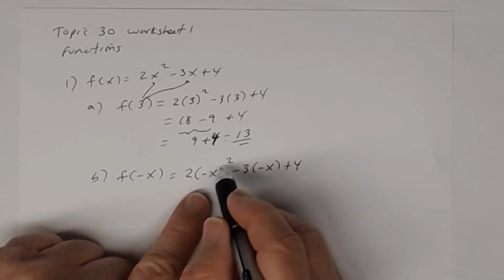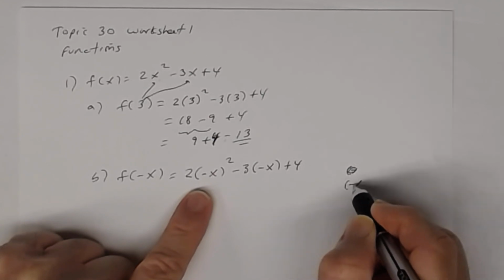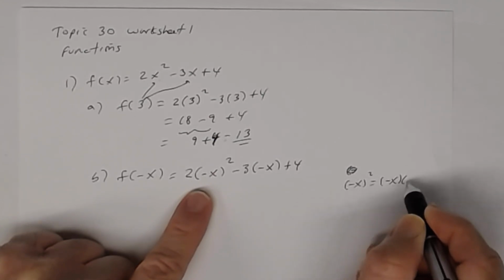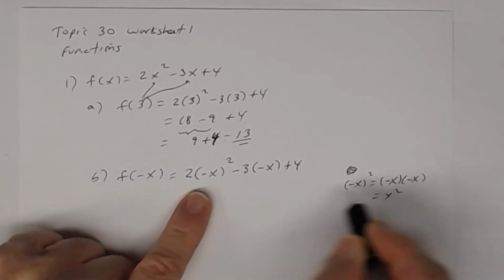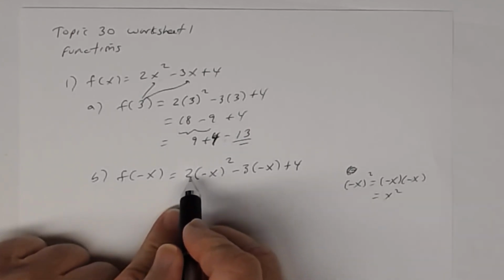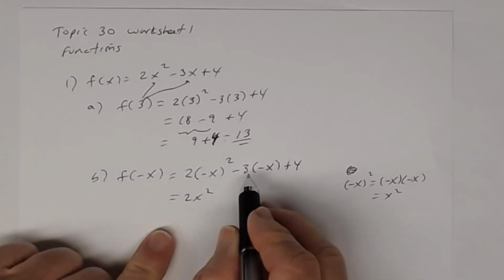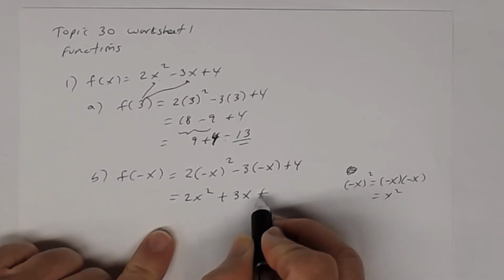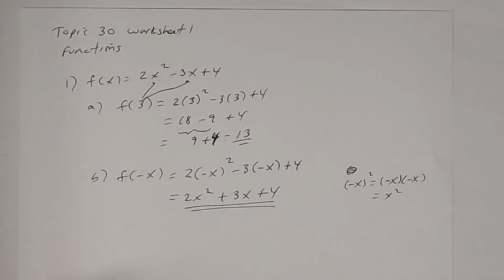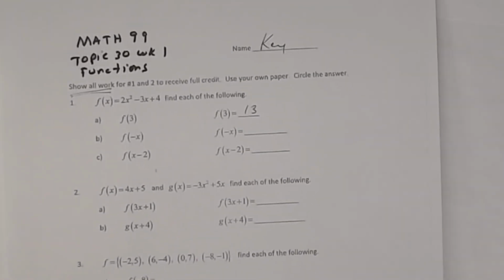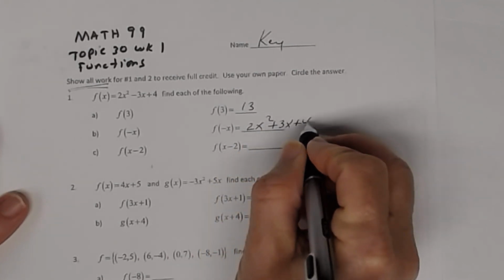All right, now you got to remember, negative x squared means a negative x times a negative x. And a negative times a negative is a positive. x times x is x squared. So this right here becomes 2x squared. A negative 3 times a negative x is a positive 3x, and then plus 4. And that's it. There are no like terms, so you're done. That is f of negative x. So f of negative x is 2x squared plus 3x plus 4.